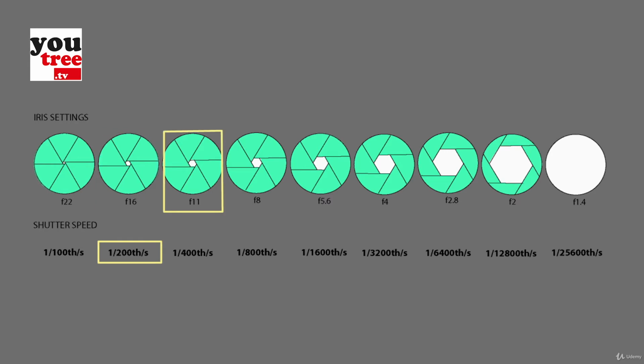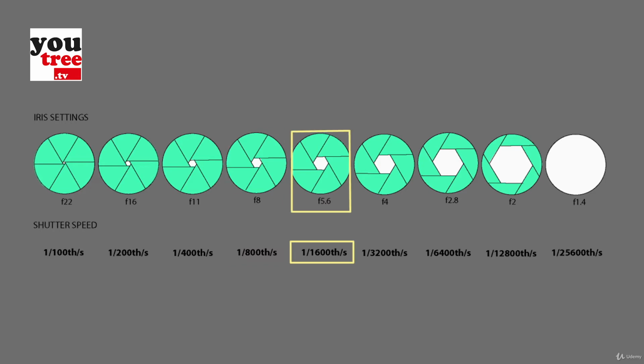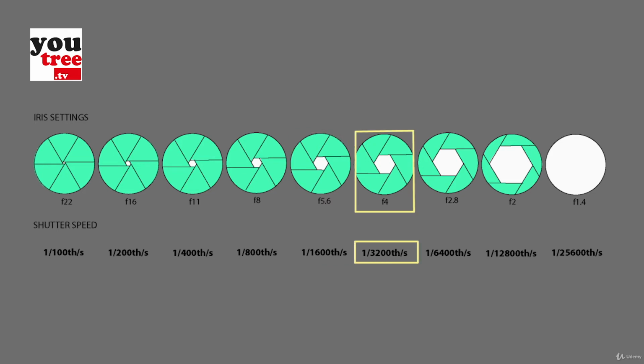If I open the camera to f11, the shutter speed would need to be 1/400th of a second. Each time I open the aperture, doubling the amount of light coming through the lens, I would need to decrease the shutter speed by halving the amount. What shutter speed should I need to set the camera if I open the aperture to f1.8? Take a moment to figure this out.